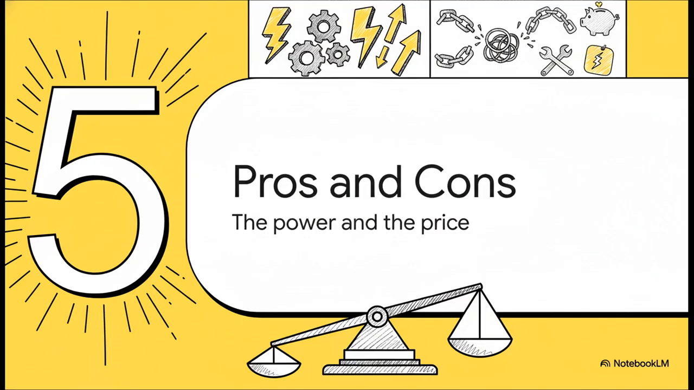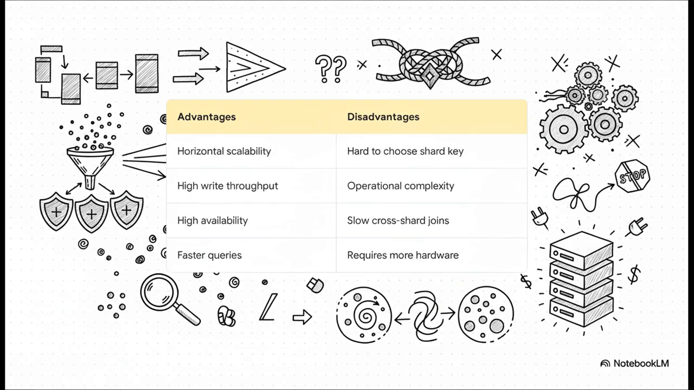It's a big architectural decision, and that means there are trade-offs. So let's be real about the power you get and the price you have to pay for it. Okay, on the pro side, you get pretty much infinite horizontal scalability. You need more power? Just add another shard. You also get crazy high write throughput because the work is spread out. High availability is baked right in, and your queries can get a lot faster.